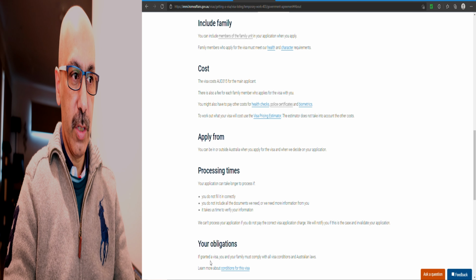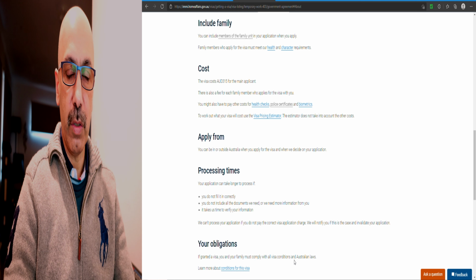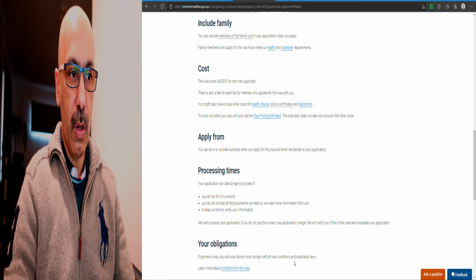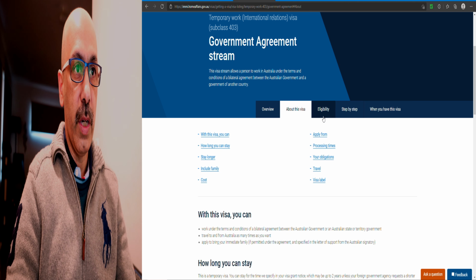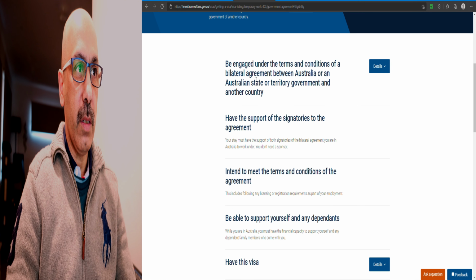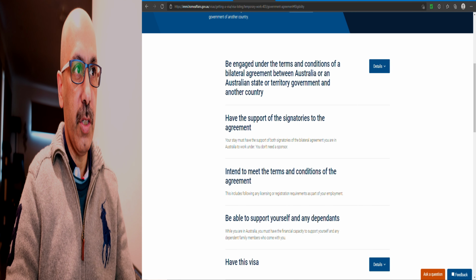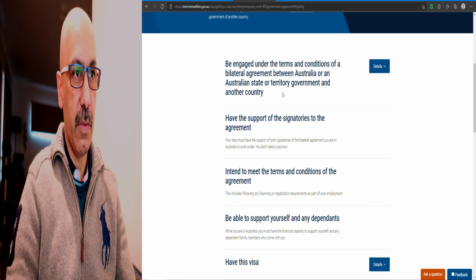Now your obligation: if granted a visa, you and your family must comply with all visa conditions and Australian laws. Learn about conditions for the visa. If you click on this link, you will see all the laws and terms and conditions you need to comply with to keep your visa valid. Now I go to the eligibility. In this one, you must be engaged under the terms and conditions of a bilateral agreement between Australia or an Australian state or territory government and the country you are from.